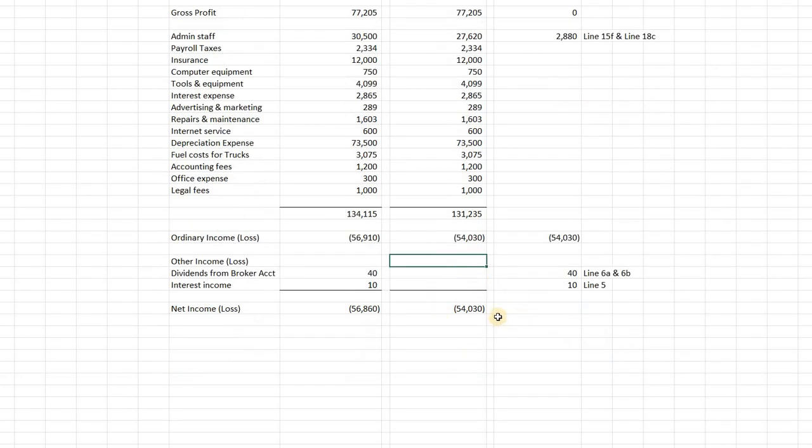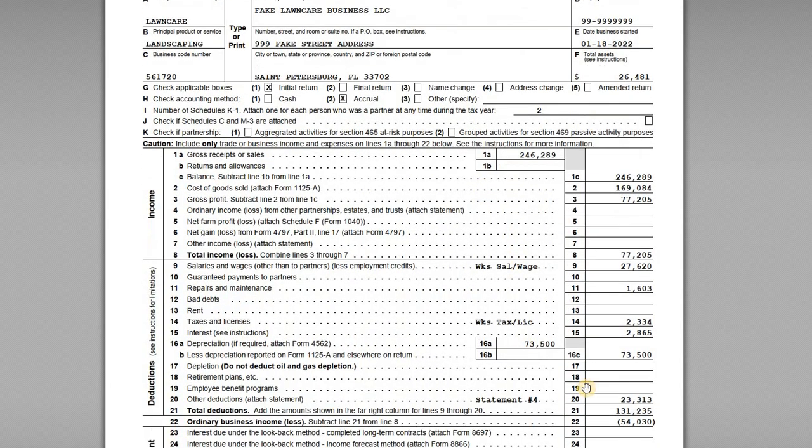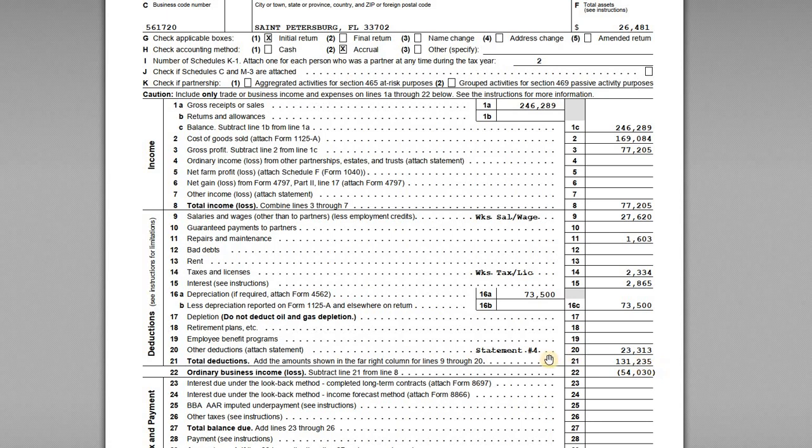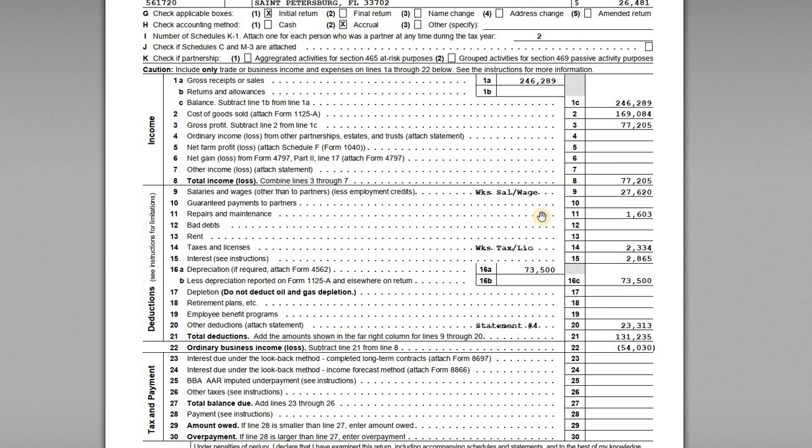So the net income or loss per page 1 is going to be 54,030, right? So if I go back up to page 1, we are going to see that we're going to get to our net amount of 54,030, and so that's the varying expenses here, right? So again, we got our gross receipts, cost of goods sold, salaries or wages paid to the non-partner employees, right? Repairs and maintenance expense, we see the depreciation there, right? And then any other kind of trade or business expenses that are not included on lines 9 through 19 get reported on line 20 as other deductions, and then just attach a statement showing more detail.